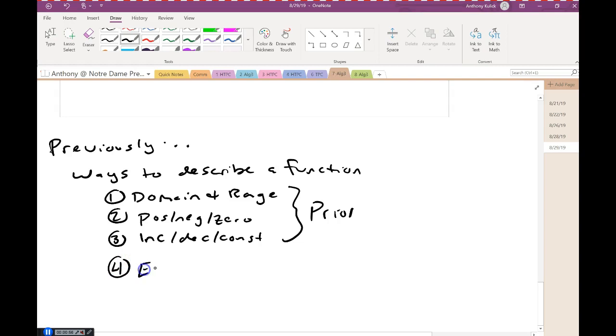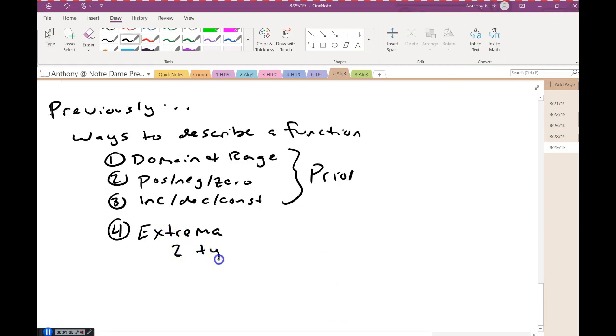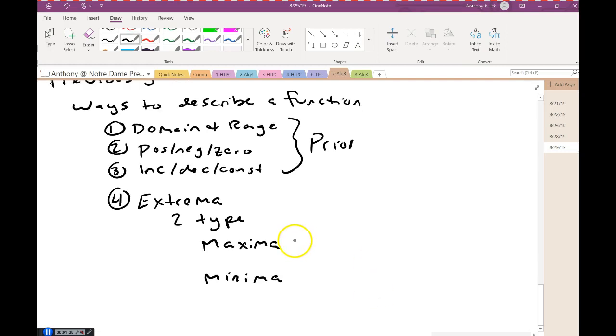What I'm going to talk about today is something called extrema. So there are two types of extrema. There are maximums, but really maximums is bad grammar. The plural for maximum is maxima. And there's minimums, but again, minimums is bad grammar. The plural for minimum is minima. Okay with that? Okay. When we talk about a maximum or minimum, there's two types of these.